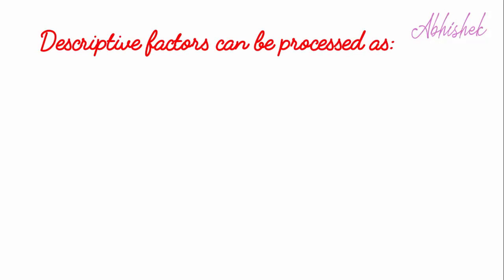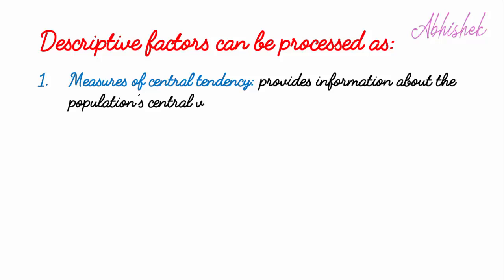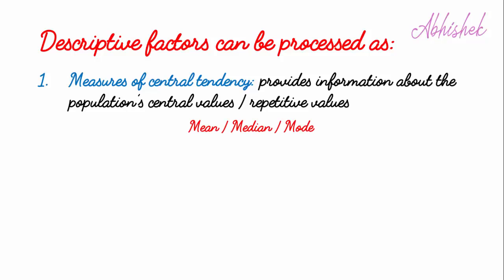Now, descriptive factors are processed in two types. The first is the measure of location, that is, measure of central tendency, the values that take you to the values which are maximum in number or the values which are at the center of the data set. The examples of central tendency are mean, median, mode.